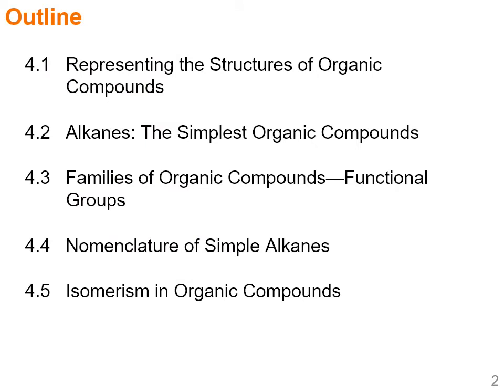First, you are going to learn about the representation and interpretation of the structures of organic compounds. Then you are going to learn about alkanes. These are the simplest organic compounds. And then you are going to see different classes of organic compounds differentiated by the functional groups they contain. After that, you are going to learn how to name simple alkanes. And at last, we're going to talk about the concept of isomerism.